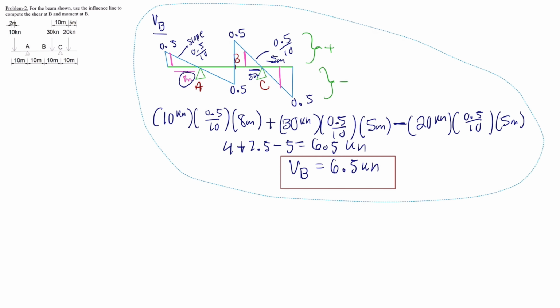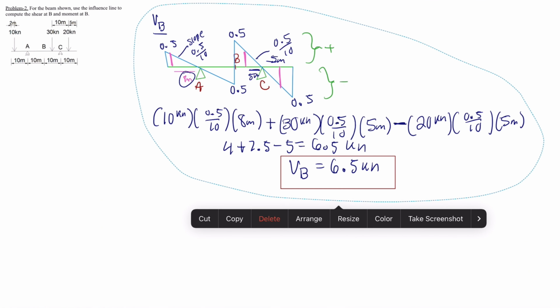We will now minimize it so we can move on to finding the moment at B. We will then move on to calculating the moment at B. We will start off once again by drawing the beam. We will label this A, C, and B. We will then draw the influence line, which will look something like this.